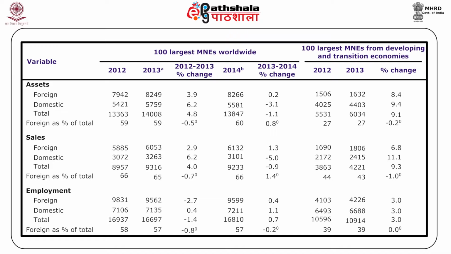Since in each case, the growth rate of the domestic component has been much higher than that of the foreign one, this has led to a slight decline in the share of foreign sales as well as employment out of their respective totals. We can also observe from this table that for developing and transition economies, MNEs' growth rates of assets, sales and employment, both domestic and foreign, are higher than for their developed country counterparts. These MNEs have registered a growth of 9.1% in case of assets, 9.3% in case of sales and 3% in case of employment between 2012 and 2013.